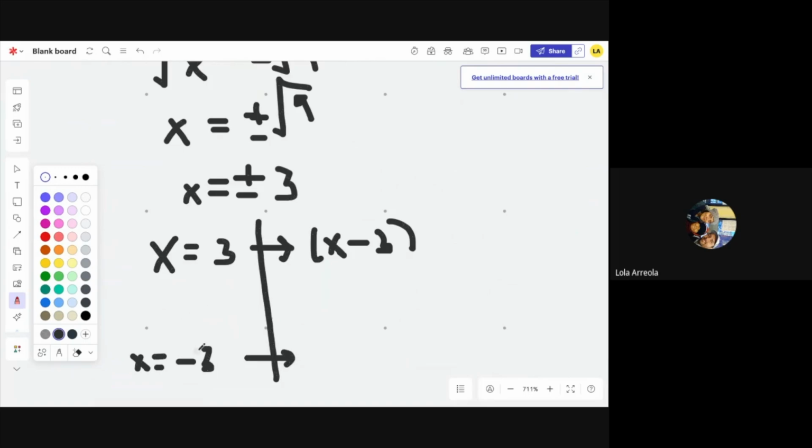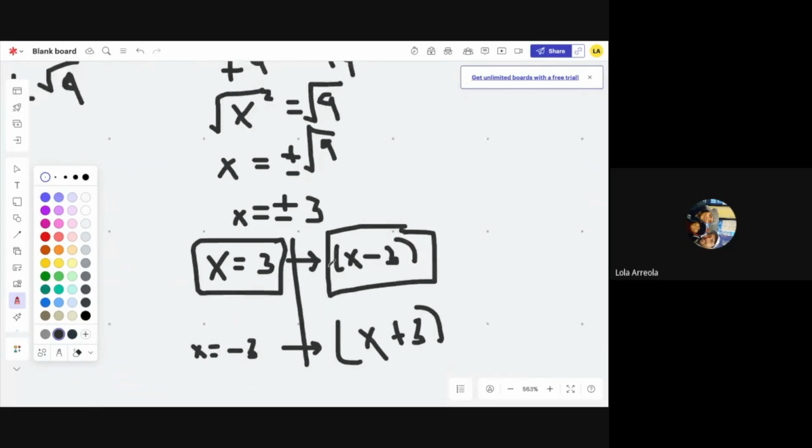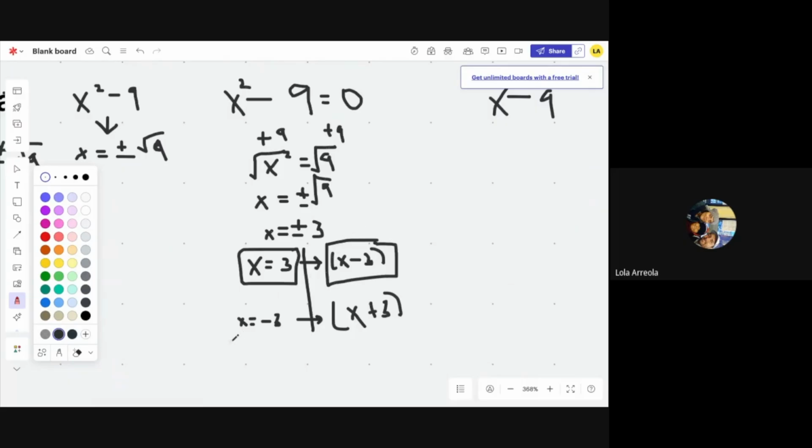The factor of this zero would be x plus 3. All right, so that's important. That we have to understand, okay, this is the fact. Even though I was able to get to the zero first before the factor, I also understand how to get the factor.